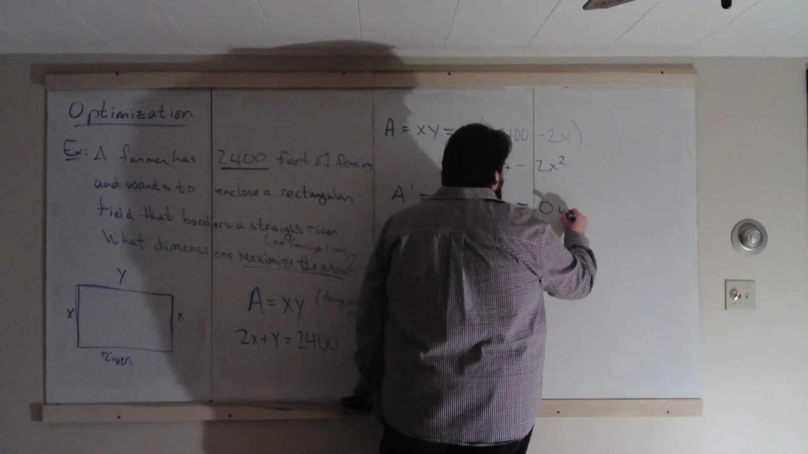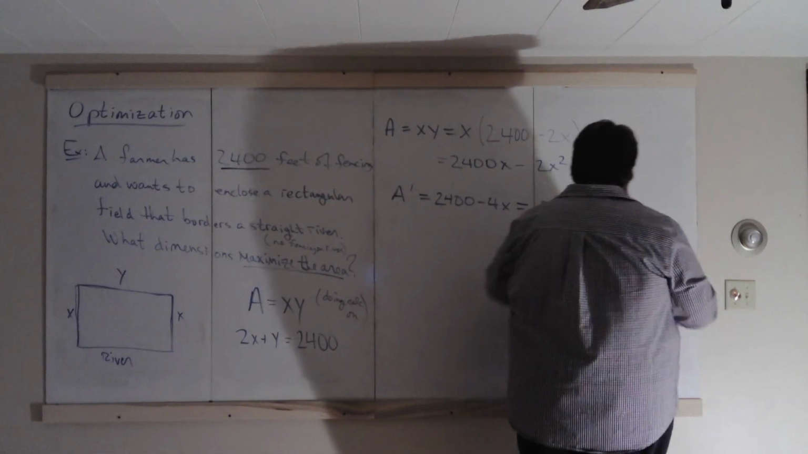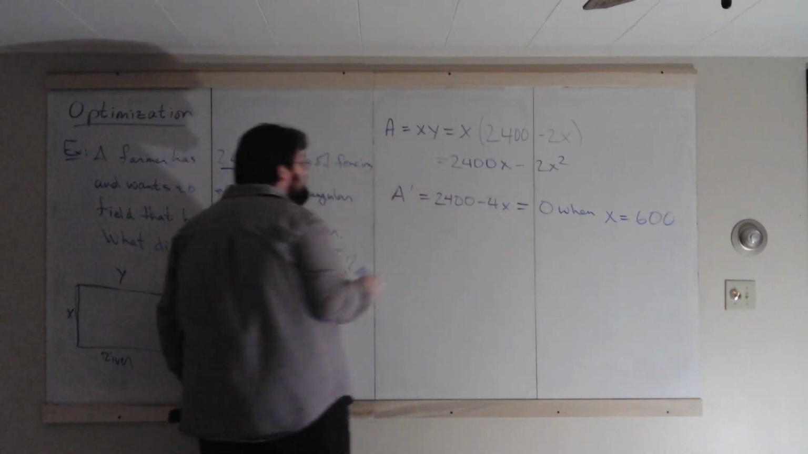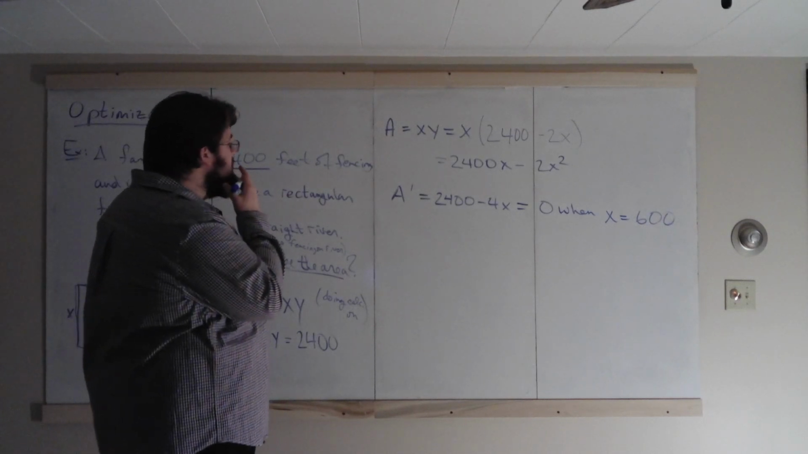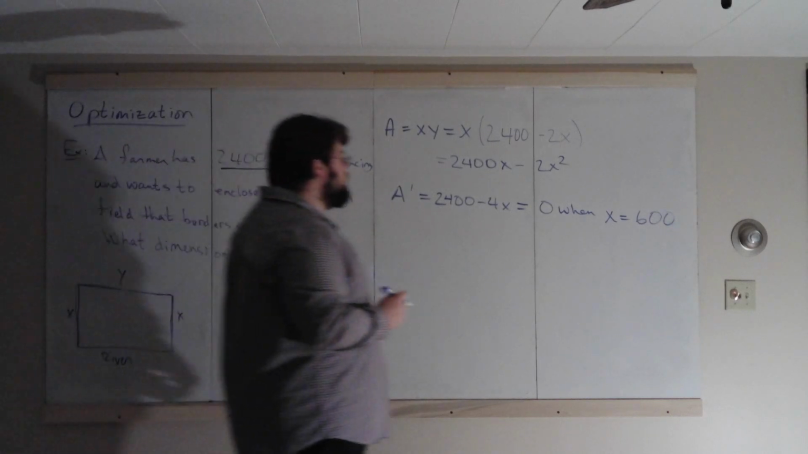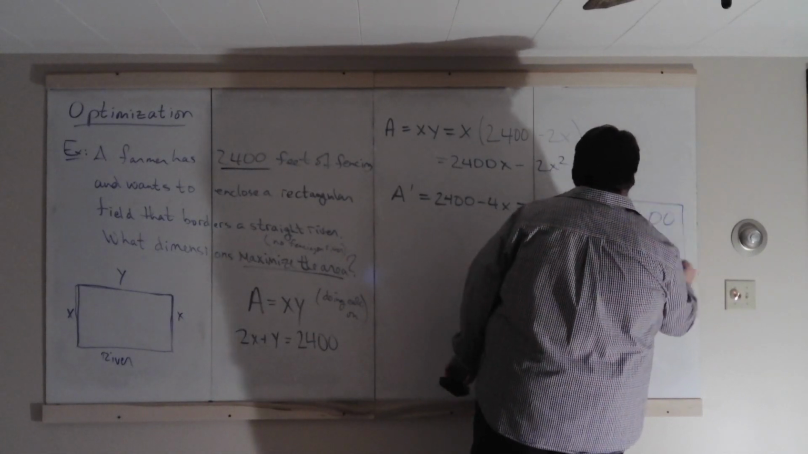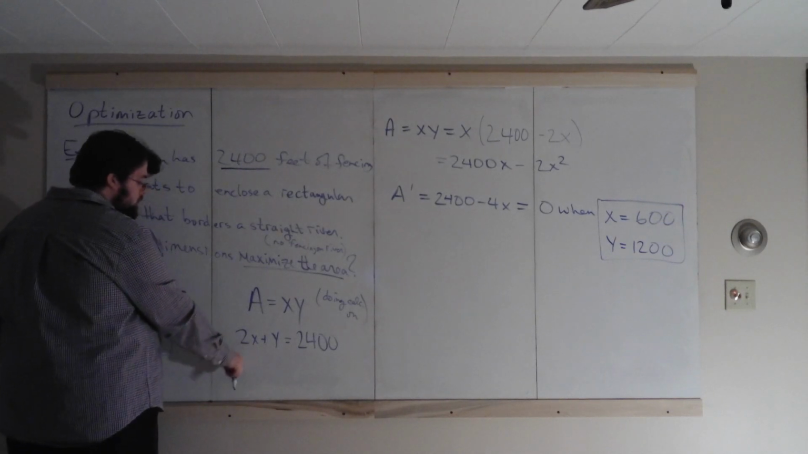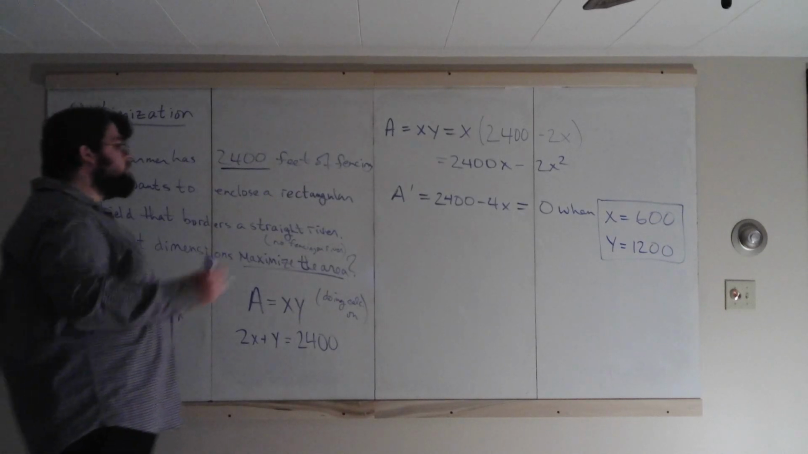Where is this 0? This equals 0 when x equals 600, because 2,400 minus 2,400 is 0. Well, we have this point x equals 600. Well, if x equals 600, what's y? 1,200. y is 1,200 from this constraint equation. Substitute x equals 600, solve for y, you get 1,200 plus y is 2,400, so y equals 1,200.